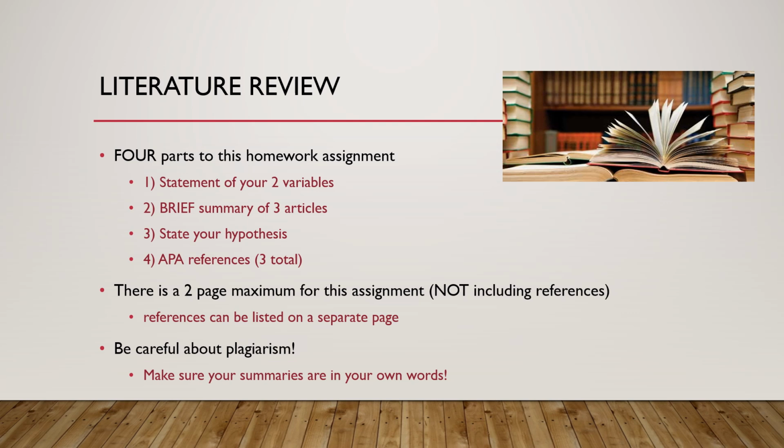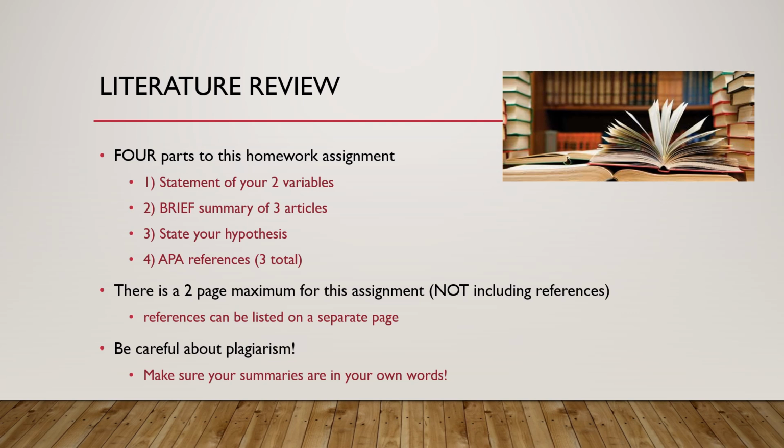You also need to make sure that you have correct APA references. All 3 of them need to be written correctly. So if you're still unclear about how to write an APA correctly, talk to your TAs, look on Purdue OWL, look at your APA book, whatever you need to do. Find out how, because that's going to be a graded part of it.